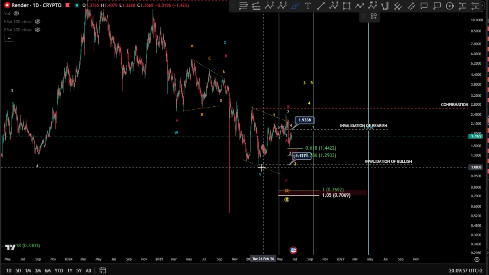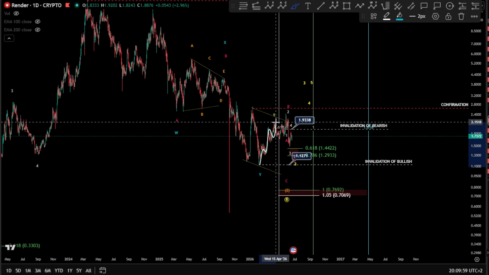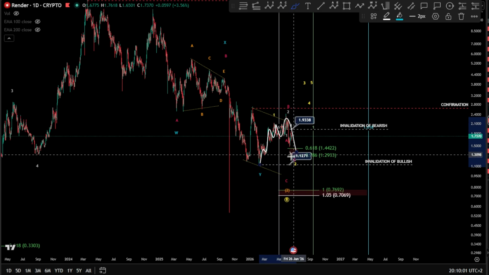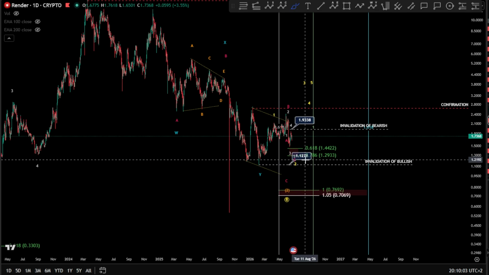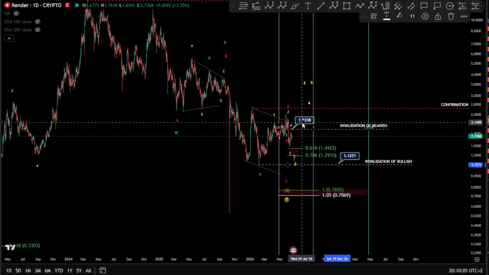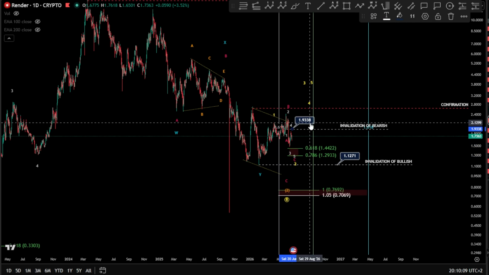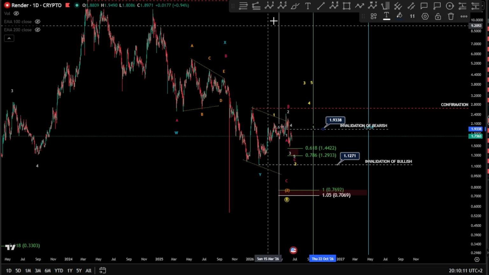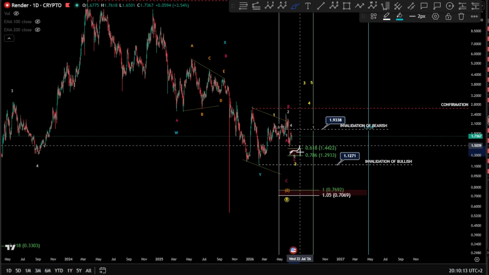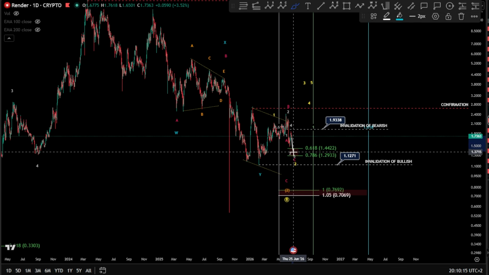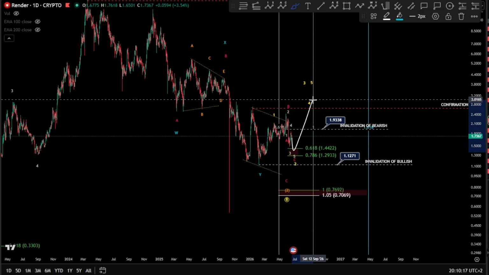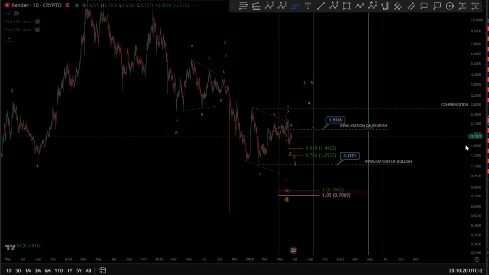So basically, we have potentially here an impulse as a wave 1 and an A, B, and a C here, where we are going to test a wave 2 there in the perfect fib levels for the 0.618 and 0.786. So that is a very likely scenario that we might finish up this correction with one more drop there before we push higher for the wave 3.